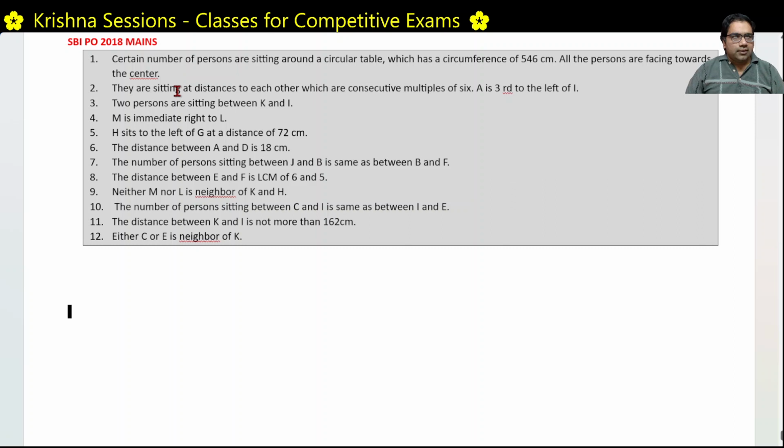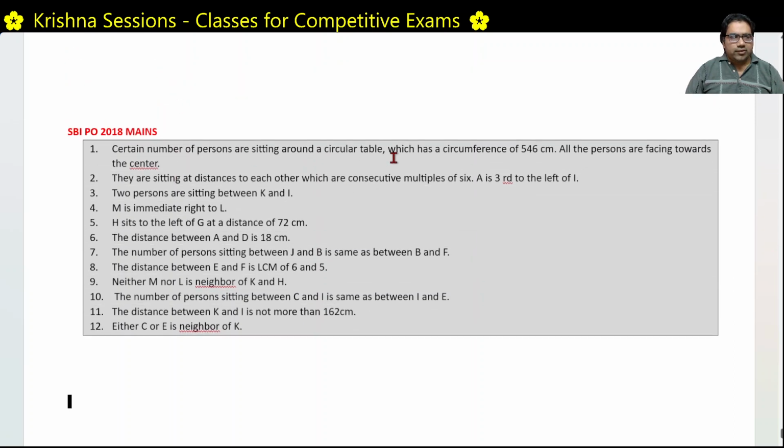Right, here what he is saying, a certain number of persons are sitting around a circular table, which has a circumference of 546 centimeters. All the persons are facing towards the center. They are sitting at distances to each other, which are consecutive multiples of 6. What does that mean? He is saying they're sitting at distances of, for example, 6, 12, 18, 24, 30. He's saying consecutive multiples of 6.